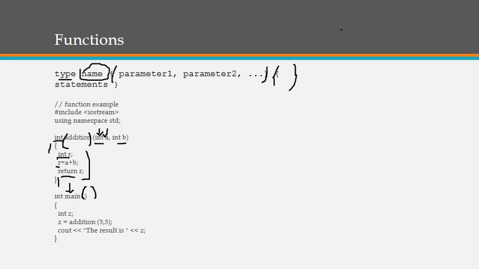In the function main, it begins by declaring a variable z of type int, and what is done after is that z is assigned the value of the function addition, passing two values into those variables a and b. So we're passing 5 and 5, and the result is z.